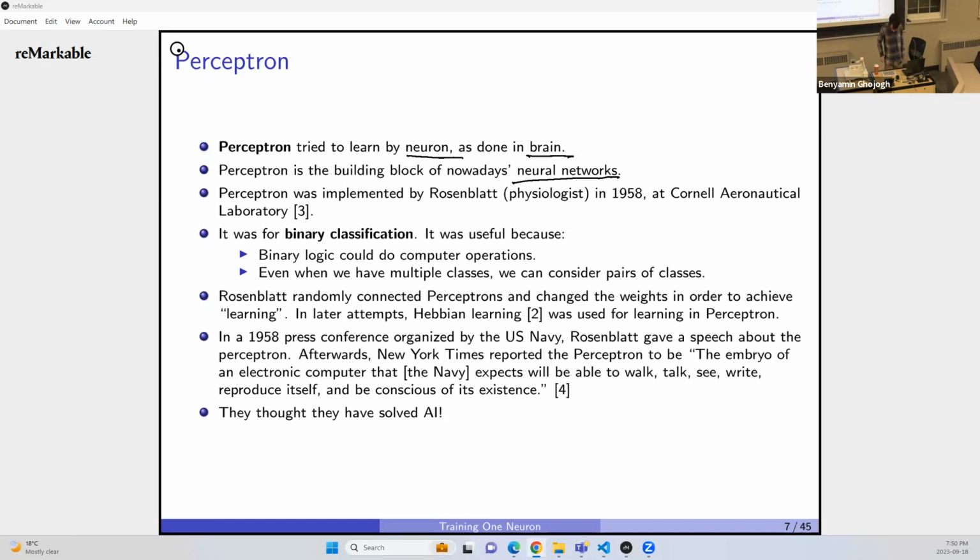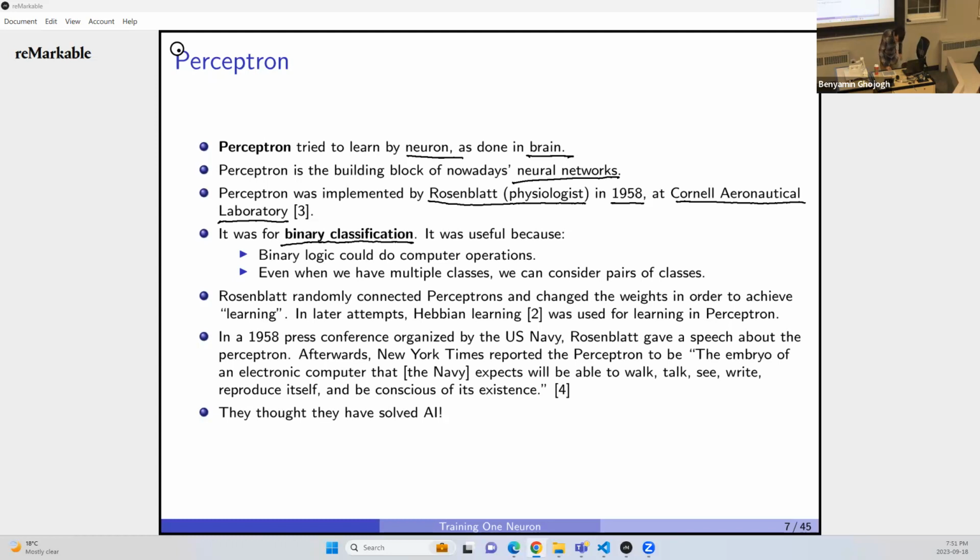Perceptron was implemented by Rosenblatt, a physiologist, in 1958 at Cornell Aeronautical Laboratory. So Perceptron was developed in Cornell University. I believe ADALINE was developed in Stanford University. So finally, in deep learning, Cornell won over Stanford. At that time, Perceptron was for binary classification.